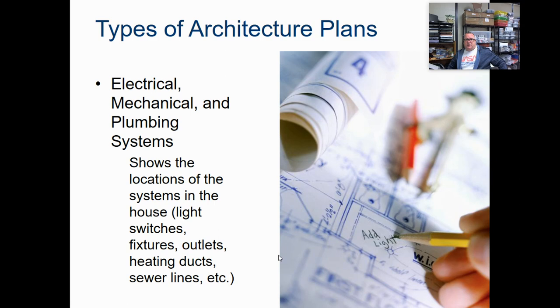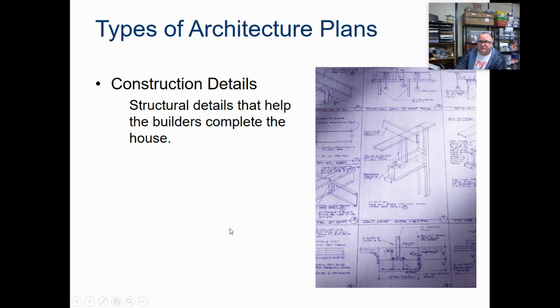We also do have some architecture plans that are specific for electrical, mechanical, and plumbing systems. This might show you where light switches are, where fixtures such as lights would be hung, and outlets. It might show the HVAC system, which would be the heating ducts. If you go down to your basement or where your air conditioner or furnace is, you'll see these big metal sort of square, sometimes round, but mostly square heating ducts. And that's where the forced air conditioning and heat goes through. Also, you'll probably have some plumbing lines or sewer lines.